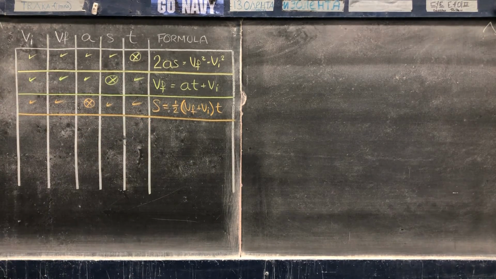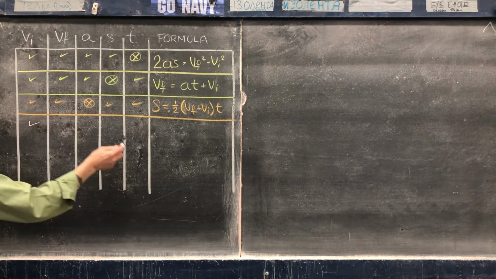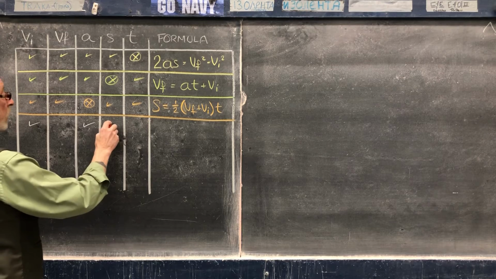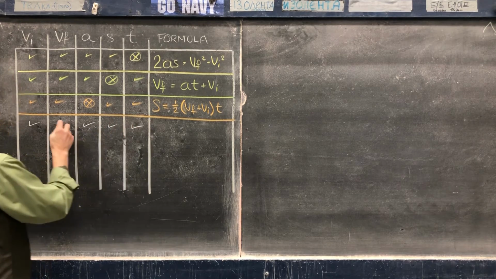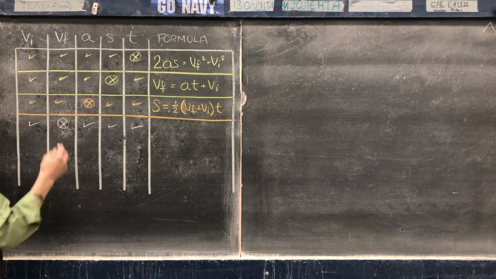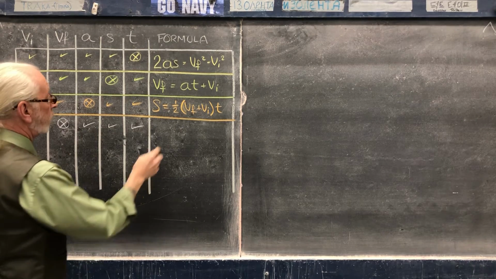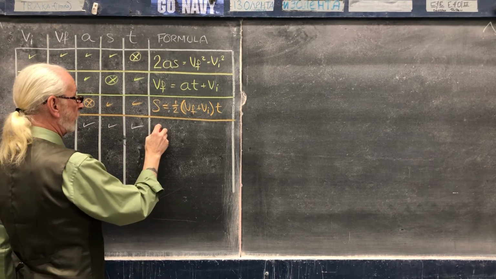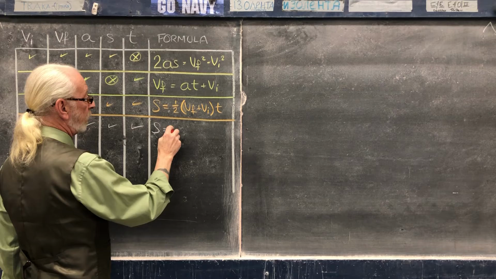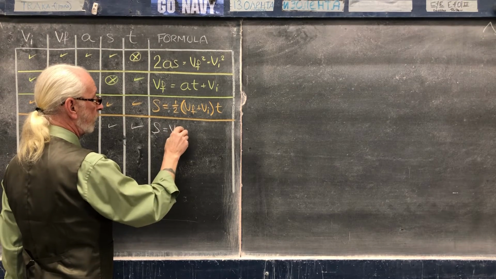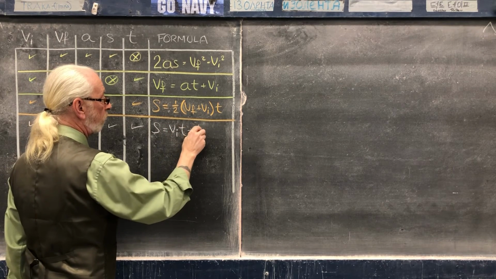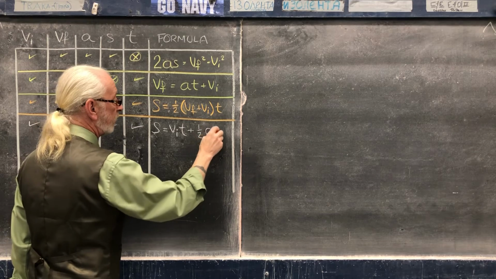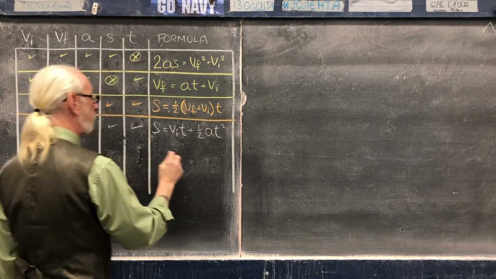Finally, we could have a situation in which you got initial velocity, you got acceleration, you got displacement, trying to figure out time, but final velocity, VF, is the odd man out, in which case your formula is S equals VI T plus 1/2 AT squared.